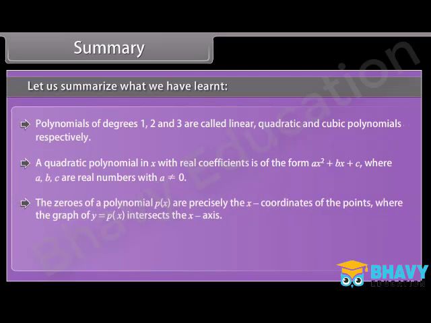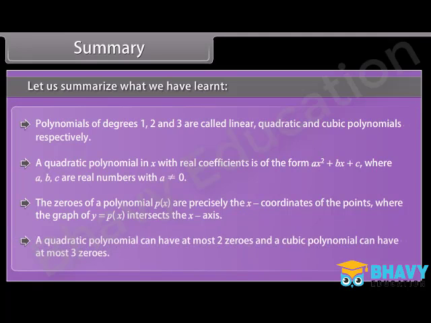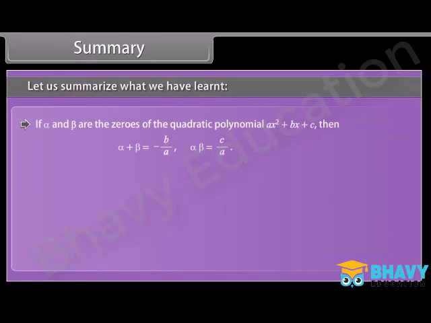The zeros of a polynomial p(x) are precisely the x-coordinates of the points where the graph of y is equal to p(x) intersects the x-axis. A quadratic polynomial can have at most 2 zeros, and a cubic polynomial can have at most 3 zeros. If alpha and beta are the zeros of the quadratic polynomial ax square plus bx plus c, then alpha plus beta is equal to minus b upon a. Alpha beta is equal to c upon a.